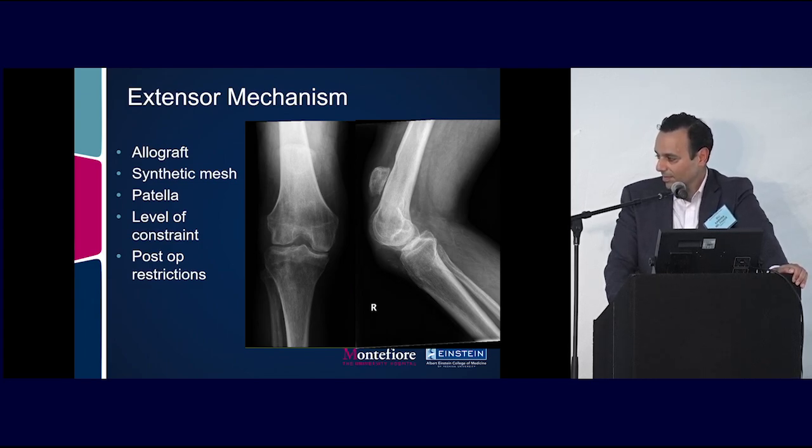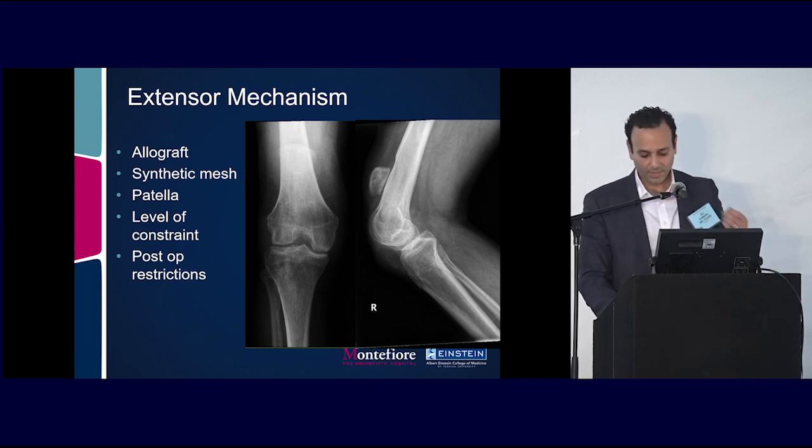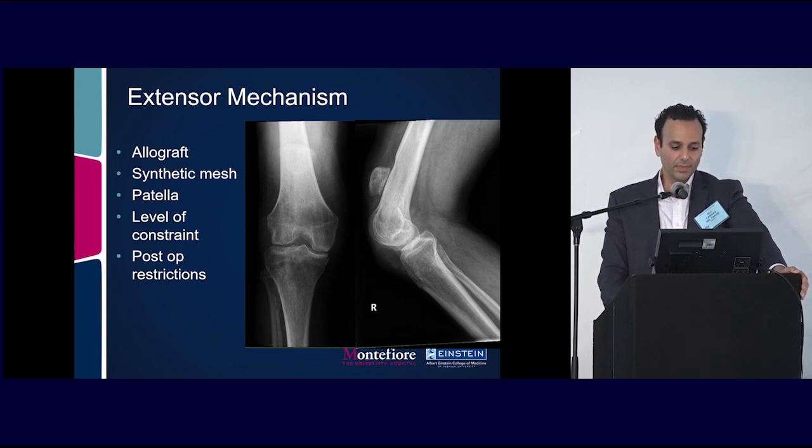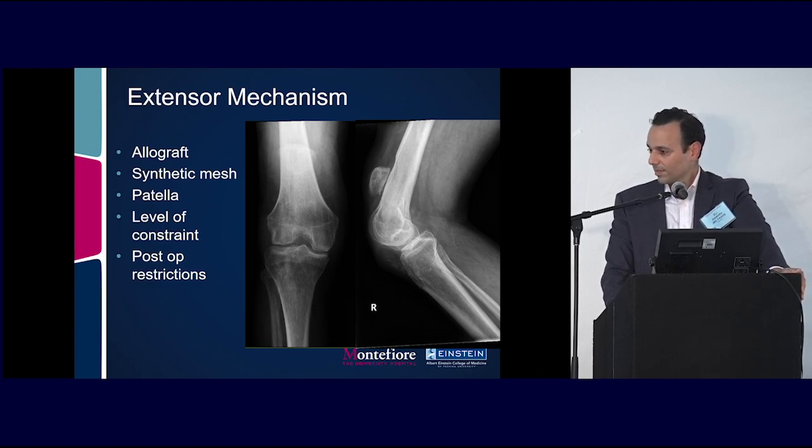And then the next question is, given the fact that you have an extensor mechanism reconstruction, you're going to have a deficit in your stance phase, and you may end up compensating by hyperextending. So that's where people say that probably in this case a hinge will do better for that reason, long term. I actually did one of these with just a PS, but I don't have long-term follow-up. But in this case you have bone and everything else, so you have plenty of bone to put the mesh in.